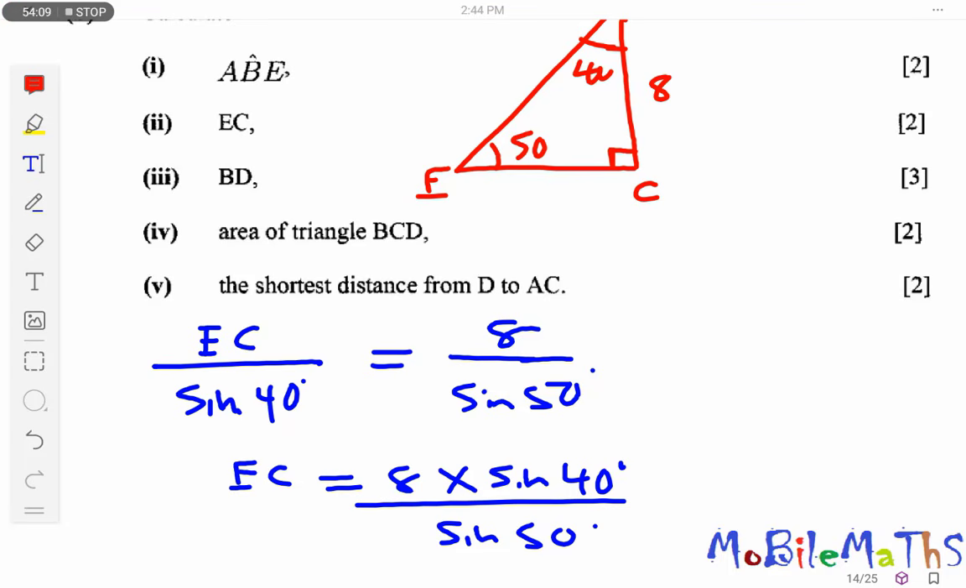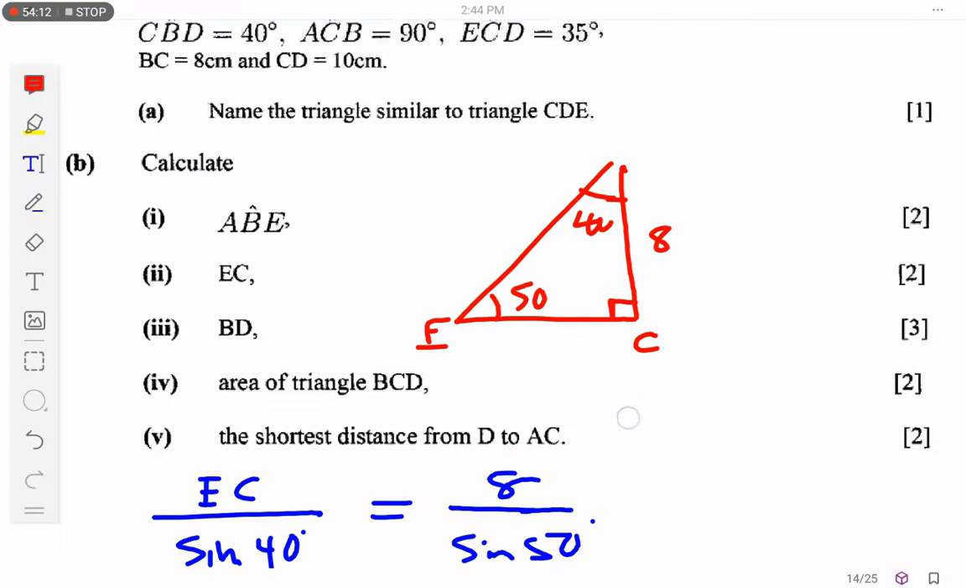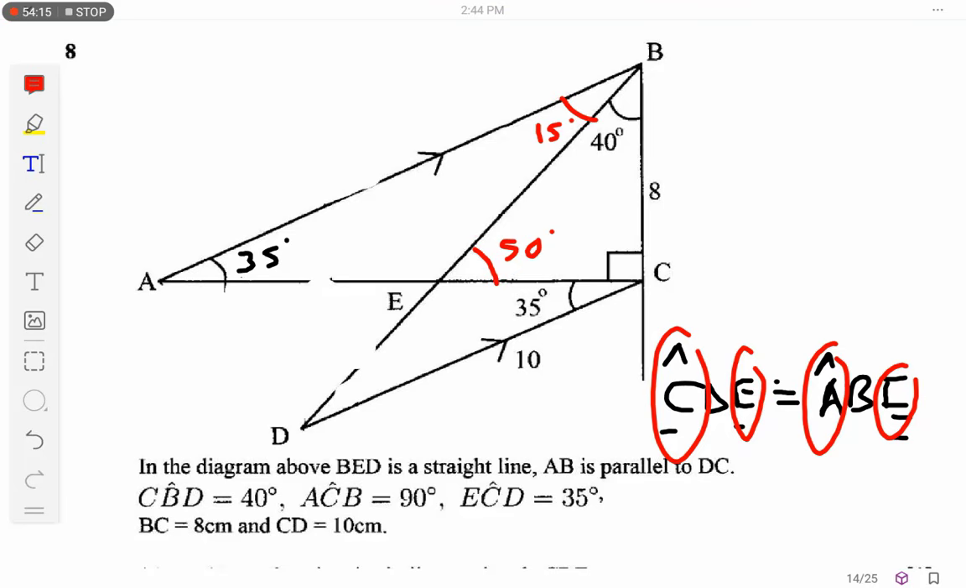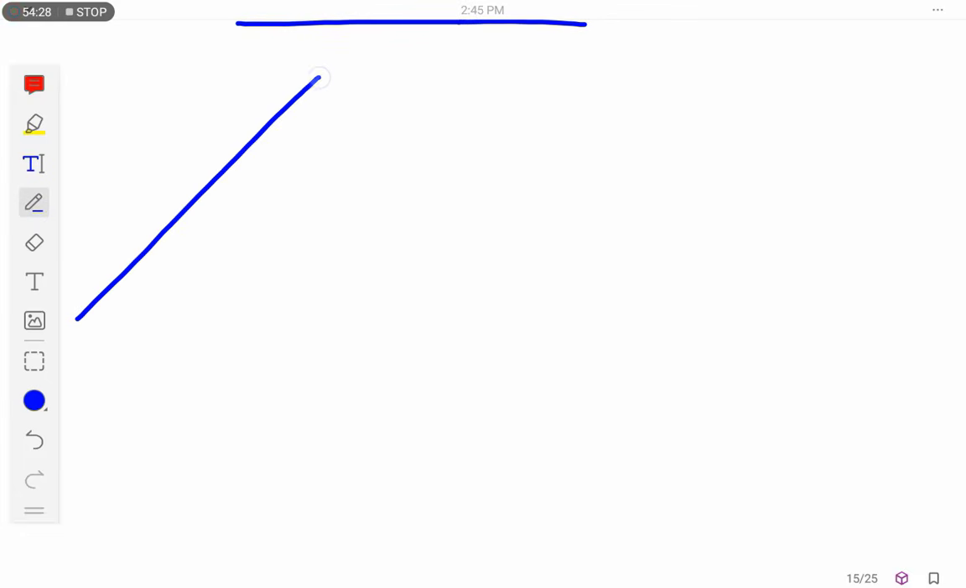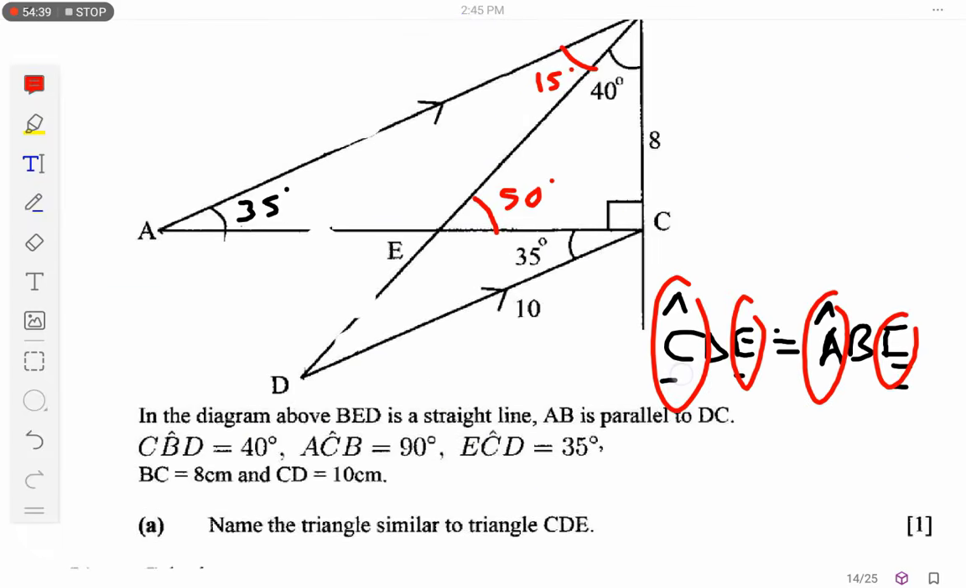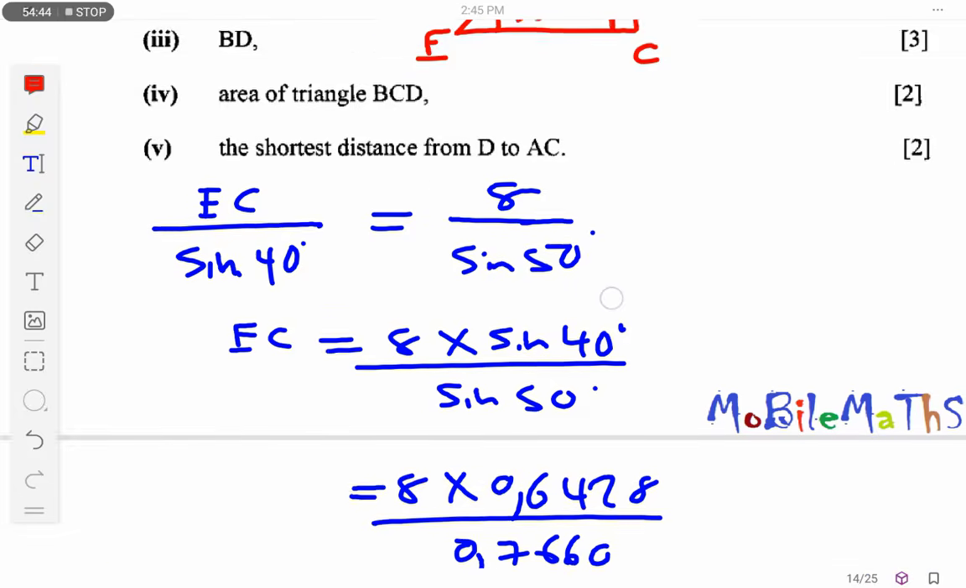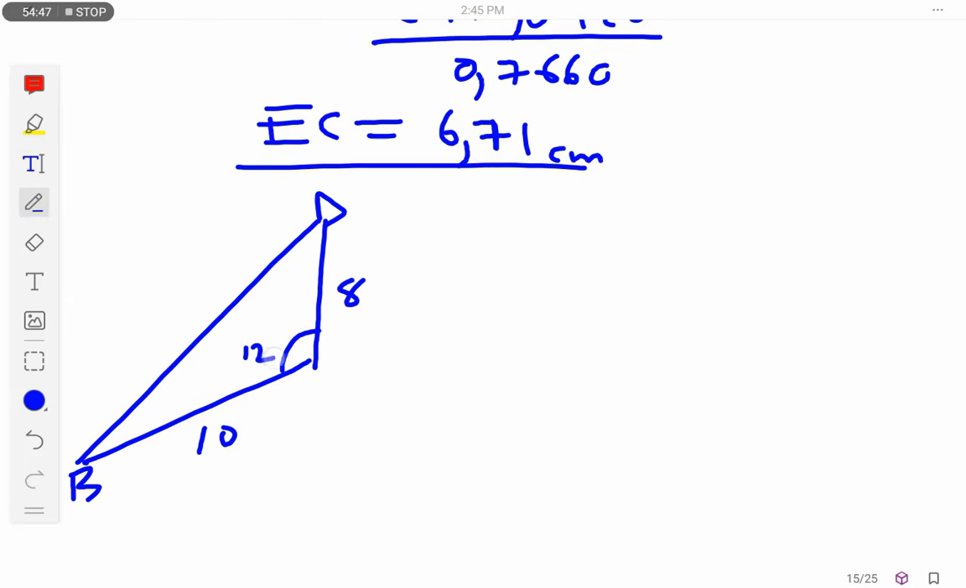The next question is asking about BD. Let's see, where is our BD? Oh, this one. I'm going to redraw this so that we have a clear understanding of what is happening. We have our B and our D there. So we have something like this. This is my 8, this is my 10, and this angle, were we given this angle? No, but we know it's 90 plus 35, that's 125 degrees. So it's going to be 125 degrees here.